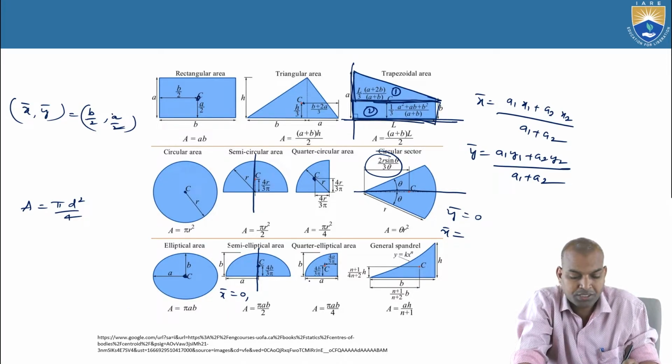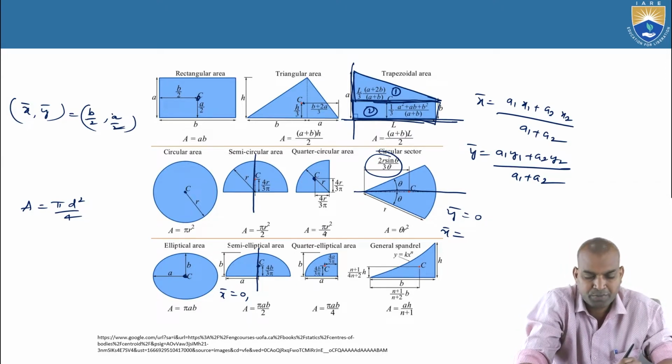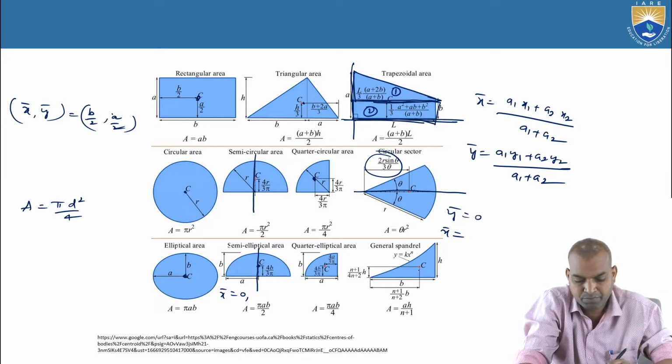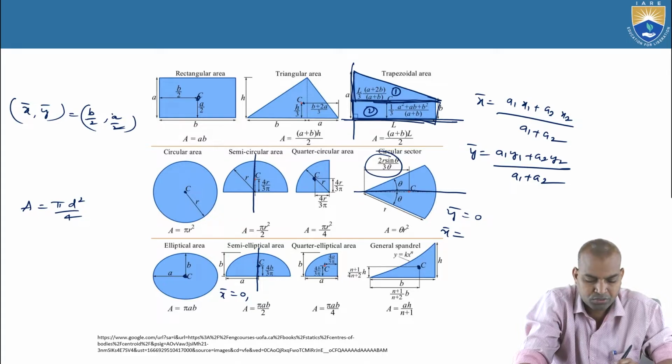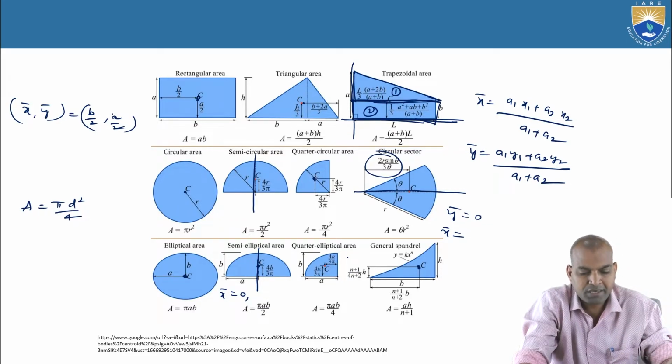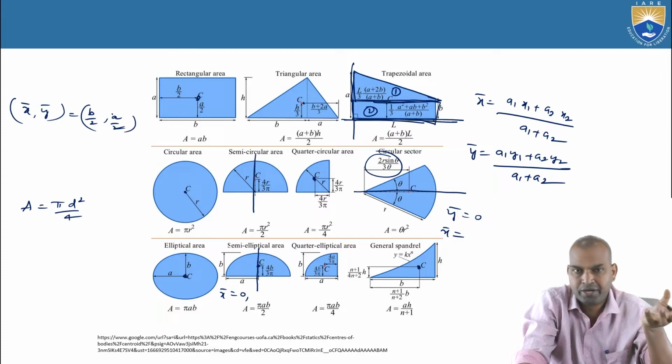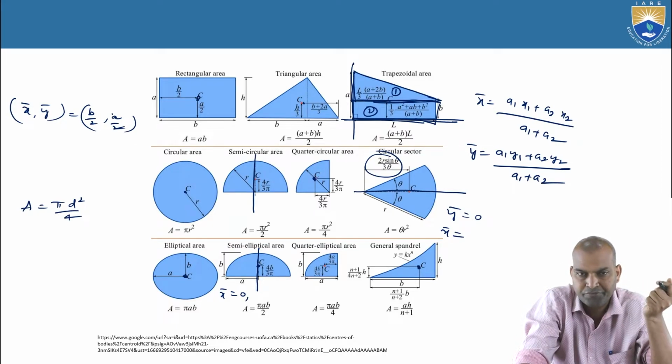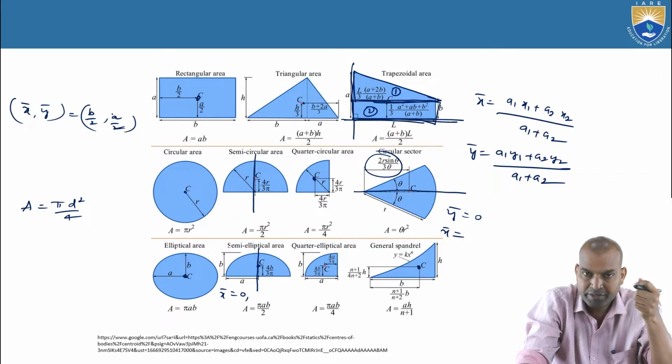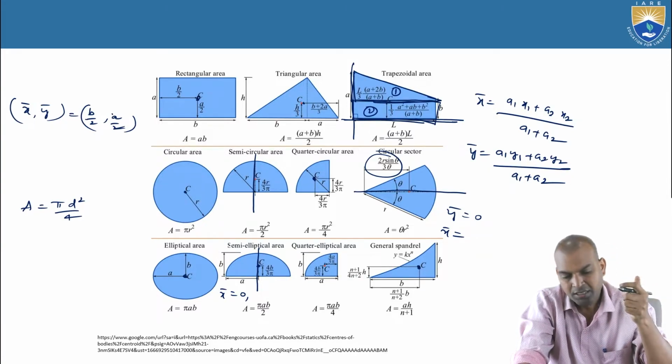Next, the general spandrel. In the case of the general spandrel, the area is ah by n plus 1, and the centroid here is C. The bar x equal to n plus 1 by n plus 2 times b, bar y equal to n plus 1 by 4n plus 2 times h. So these are the important centroids and total areas we mentioned here.